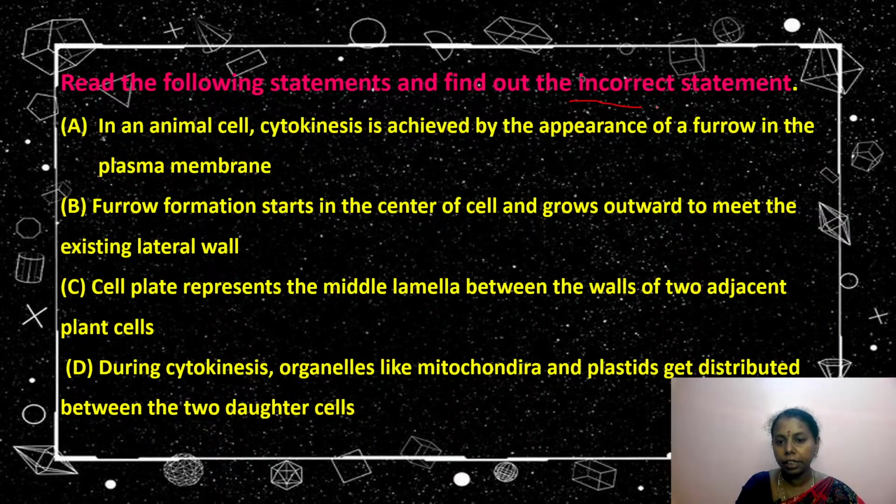Now this is a little lengthy question, so read carefully. We have to find out the incorrect statement, children. In an animal cell, cytokinesis is achieved by the appearance of a furrow in the plasma membrane. The furrow happens in the plasma membrane. Furrow formation starts in the center of the cell and grows outward to meet the existing lateral wall. This line says the furrow happens in the middle and then extends towards the corners. Cell plate represents the middle lamella between the walls of two adjacent plant cells. During cytokinesis, organelles like mitochondria and plastids get distributed.